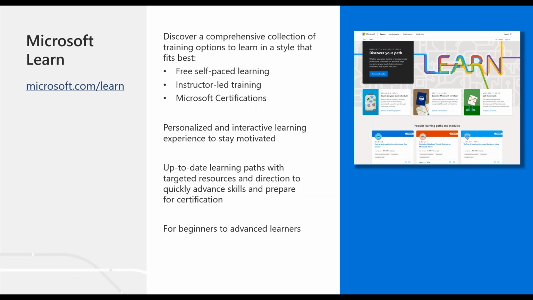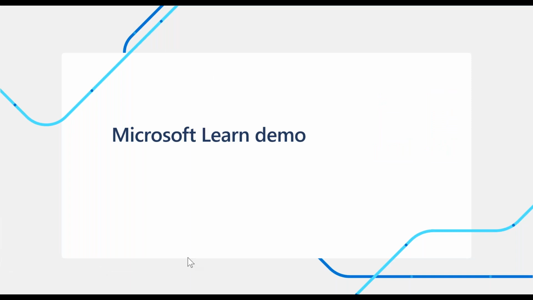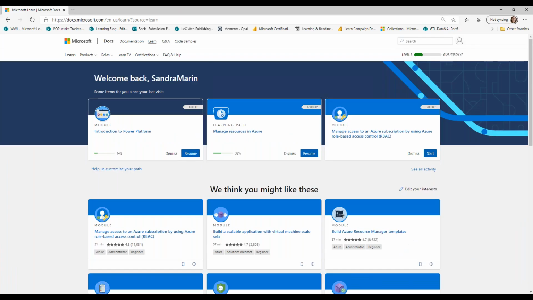So I'm going to show you Microsoft Learn. What I was saying before, Microsoft Learn is more than just the online training. Microsoft Learn is the collection of training options and certifications that Microsoft offers through self-paced learning, instructor-led training, and certifications. And I'm going to show you how this works. So I'm going to do a quick demo here. I'm going to switch to Microsoft Learn. If you go to Microsoft Learn, the link is microsoft.com/learn.